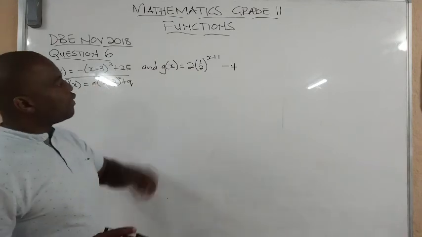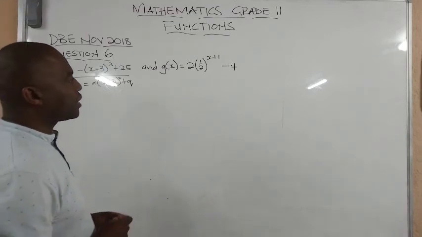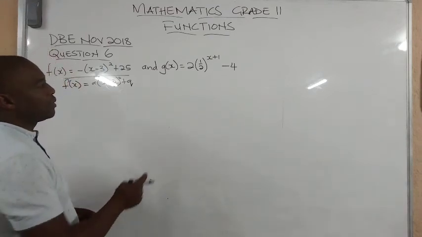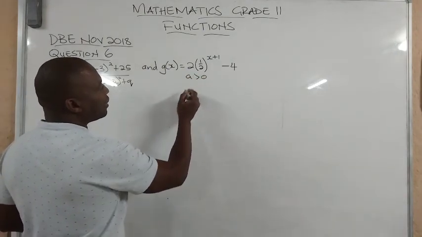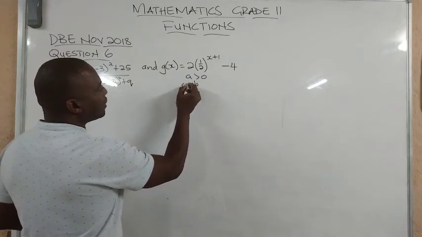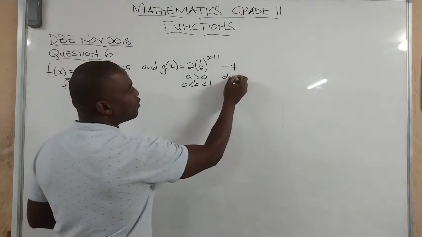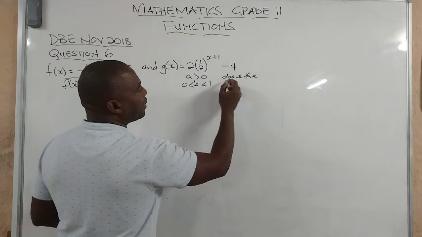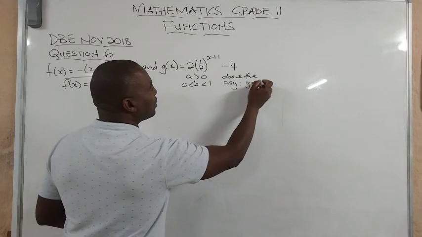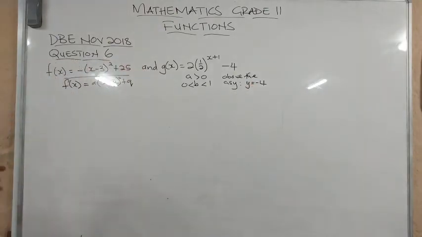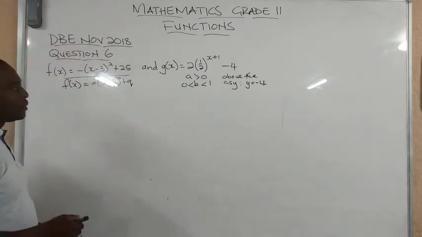And we are given g of x, which is equal to 2 into half to the power x plus 1 minus 4, of which on this one you can see that a is greater than 0 and b is greater than 0 but less than 1. That means the graph is above the asymptote, of which the asymptote is y is equal to negative 4. So it's just brainstorming before you really attack the questions. Now let's go on to the questions.